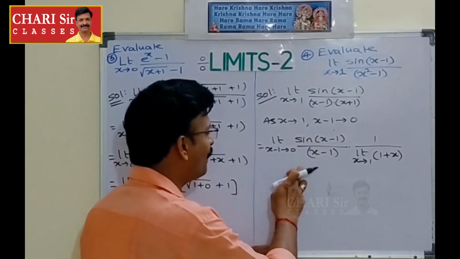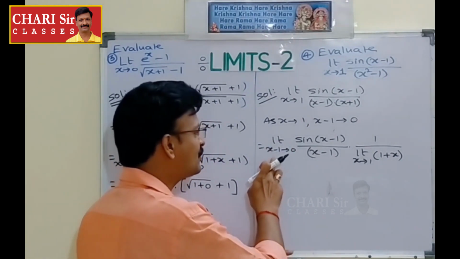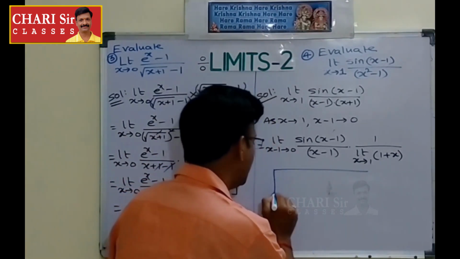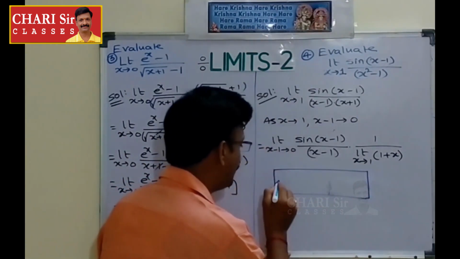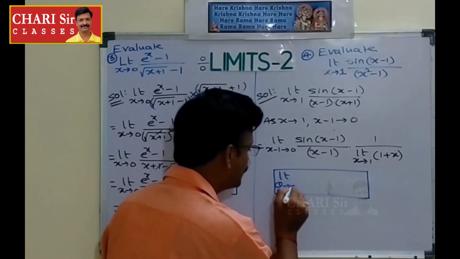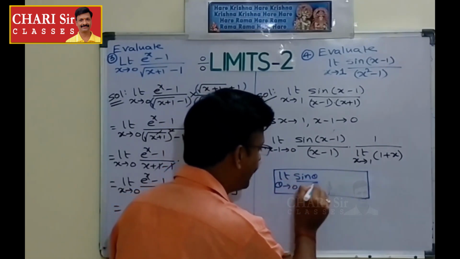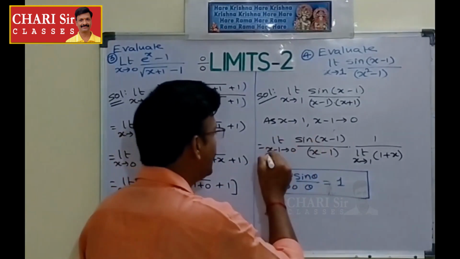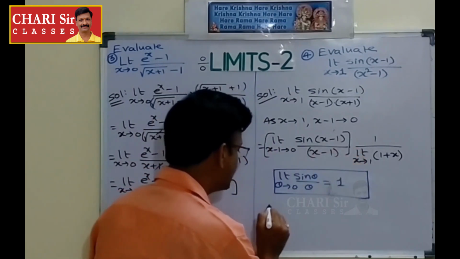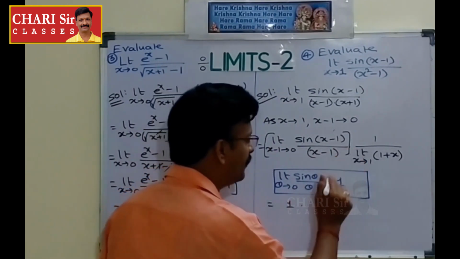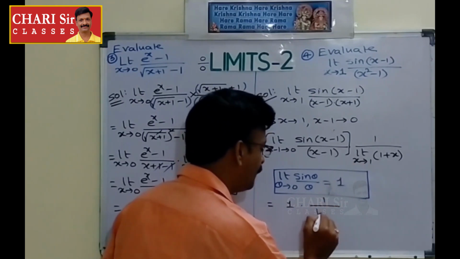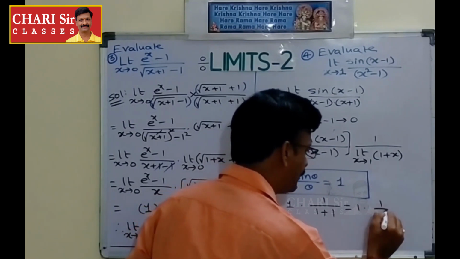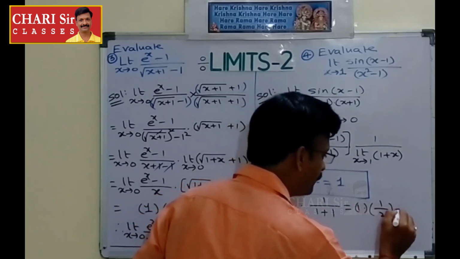Now this is in the form of limit theta tends to 0 of sin theta by theta. Suppose if you recall one standard limit of the trigonometric function, limit theta tends to 0 of sin theta by theta. This standard limit is 1. So here you can get this total value is equal to 1 into, here when you apply the limit, 1 by (1 plus x) is tending to 1 by 2. So which is nothing but 1 into 1 by 2, that is equal to 1 by 2.